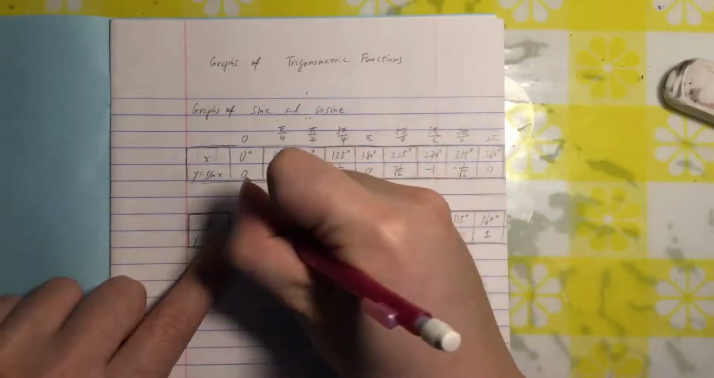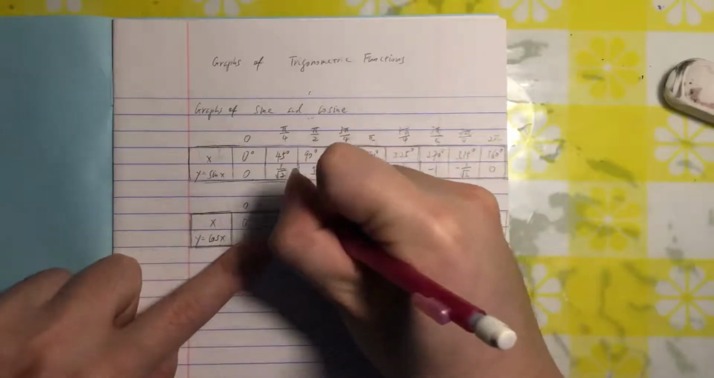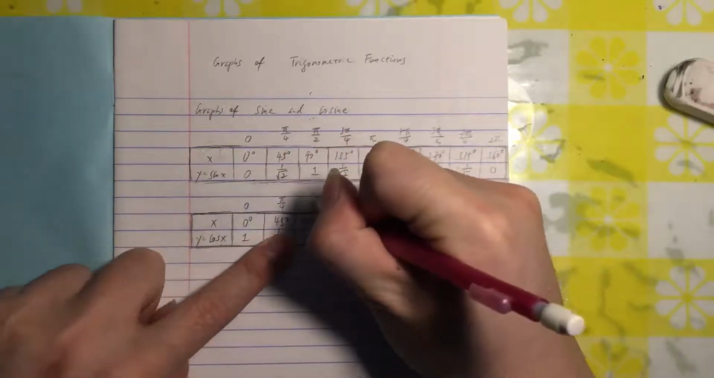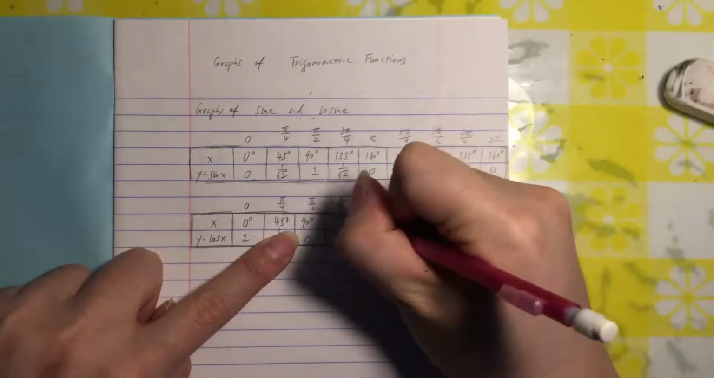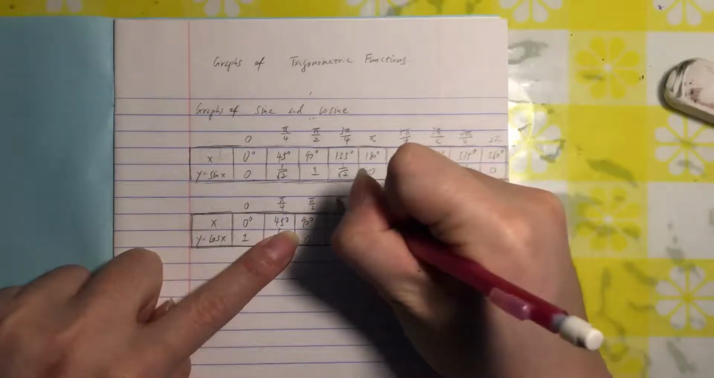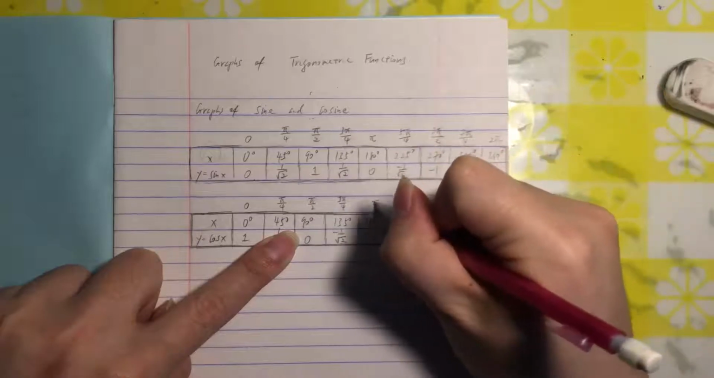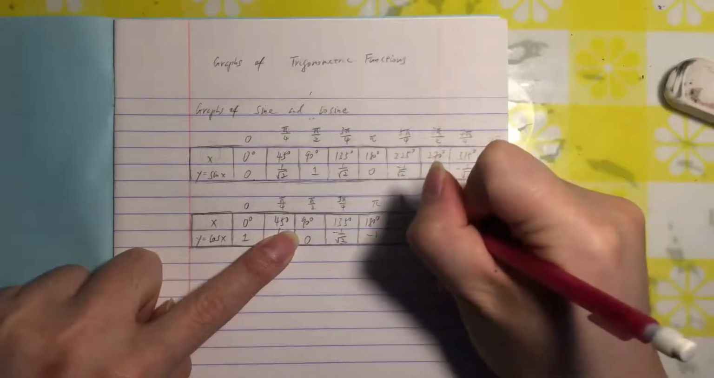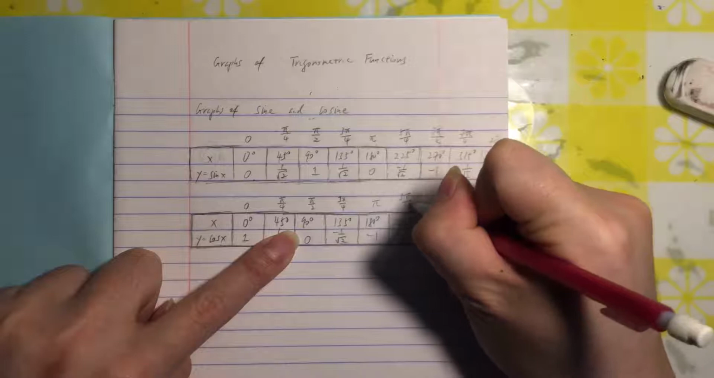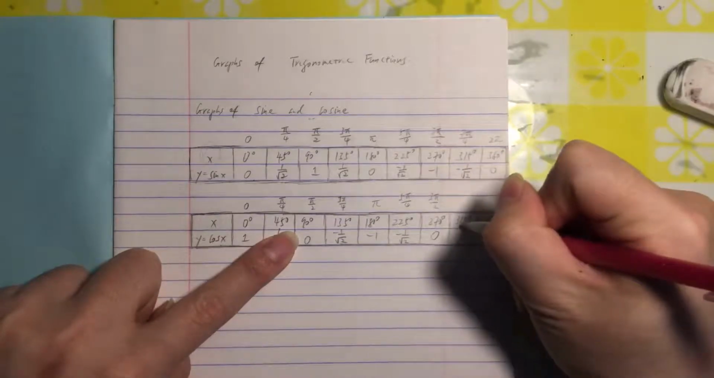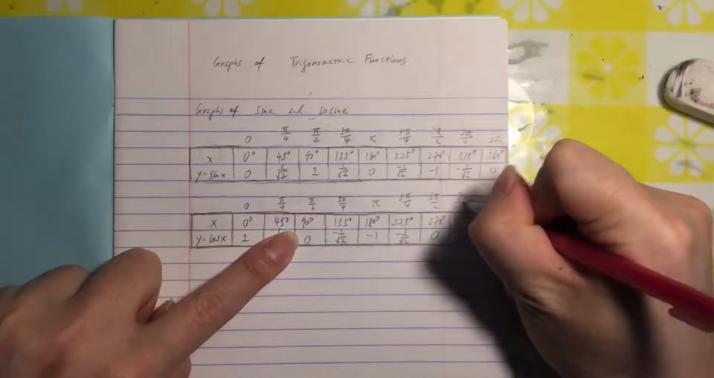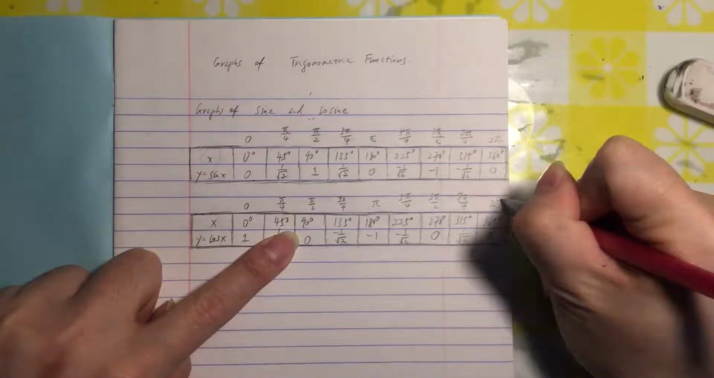0 degree is 0 radian. 45 degree is pi over 4. 90 degree is pi over 2. 135 degree is 3 pi over 4. 180 degree is pi. 225 degree is 5 pi over 4. 270 is 3 pi over 2. 315 is 7 pi over 4. And 360 is 2 pi.